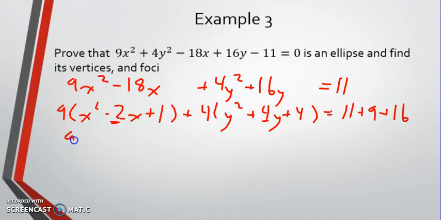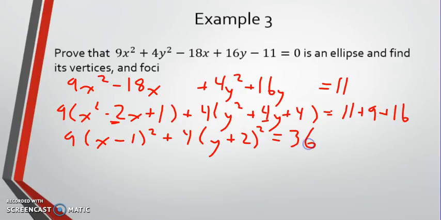So now this will factor down. It's always x and half of the middle number. And I'll do the same thing for the y's. It's always y and half of the middle number. And on the right-hand side, we can add together those numbers. 9 plus 16 is 25, plus 11 more is 36.